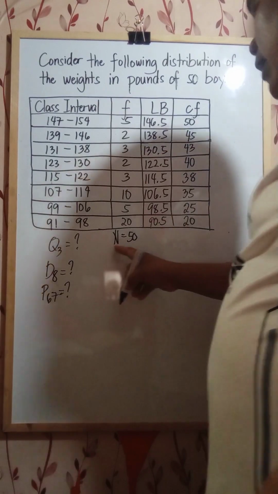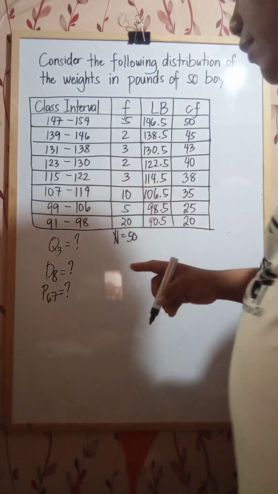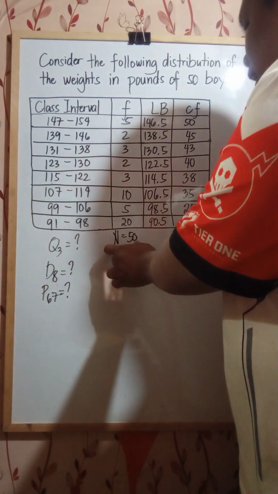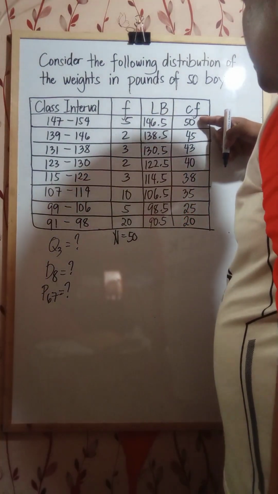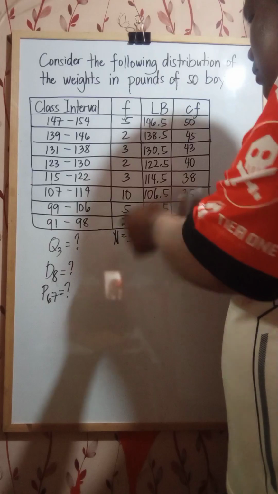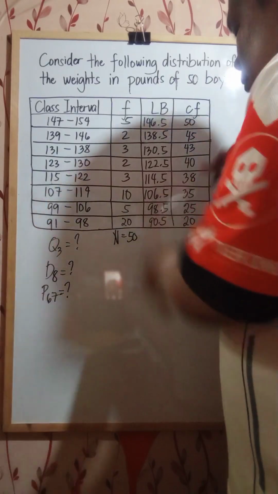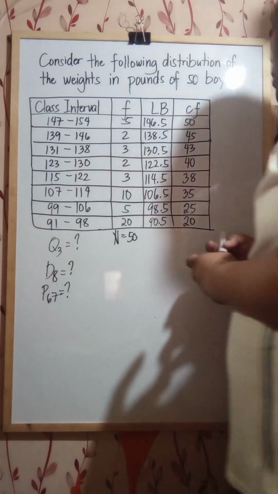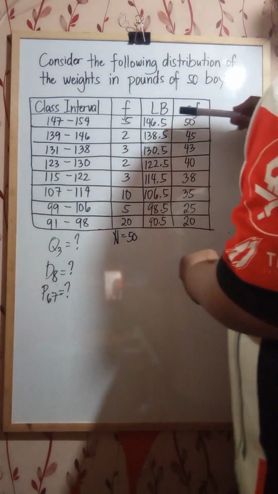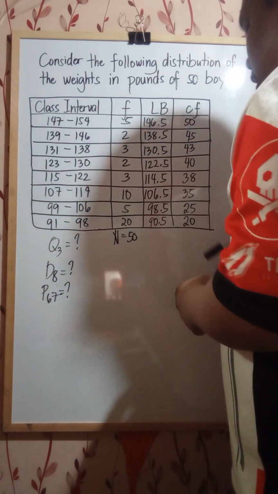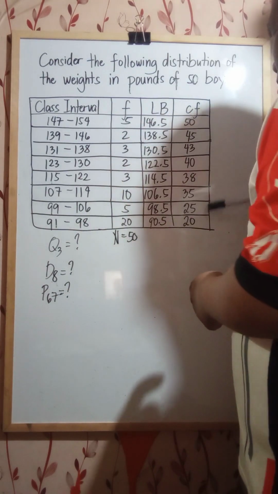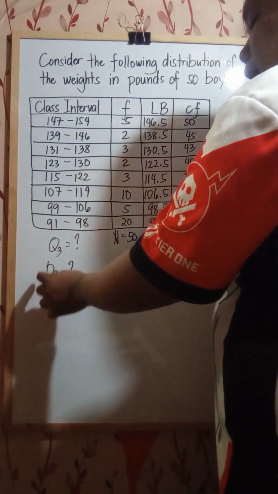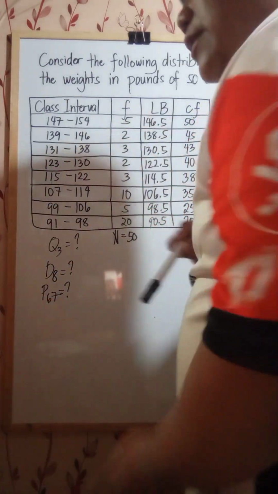By the way, the big letter N stands for the total frequency. The total frequency of 50 and the last cumulative frequency of 50 should coincide. If they don't coincide, it means there's something wrong with your solution. So what's the purpose of this cumulative frequency? We use the cumulative frequency to locate the position of the third quartile, the 8th decile, and the 67th percentile.